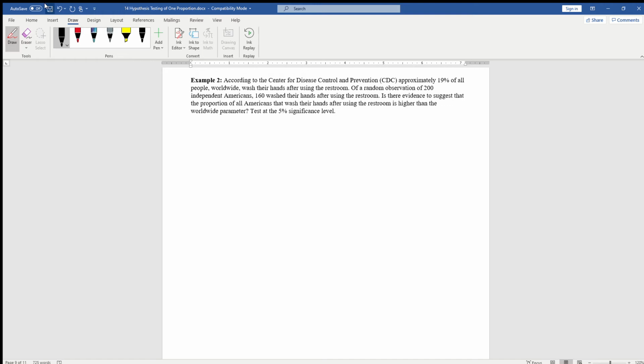So, once again, we're going to go ahead and start by defining the null and the alternative hypothesis. So, we're going to say that the null hypothesis, we would assume that if 19% of all people worldwide wash their hands, then we would assume that of those 200 independent Americans, 19% of them would also wash their hands. So in other words, P equals mu sub P.